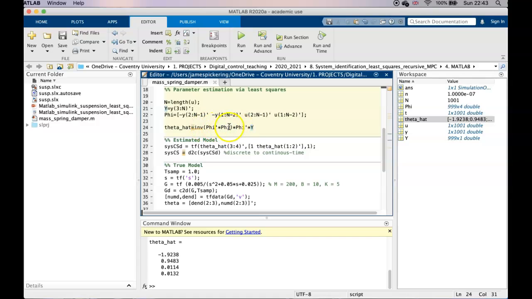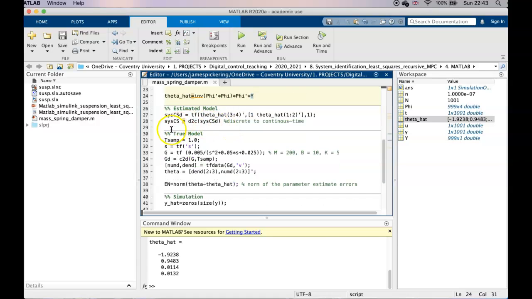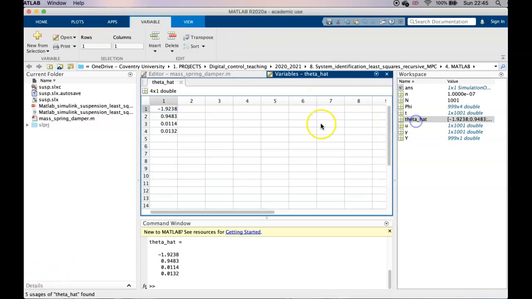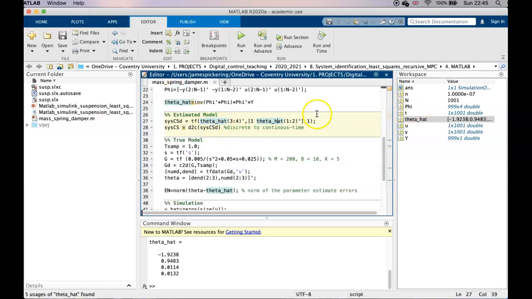Okay, so that is effectively your estimated model. And then what we can do here is construct the transfer function of the estimated model. So we can go theta hat and then specify the values that correspond to those in there. So again, theta hat 1, 2. And if we look in here, theta hat and then 3 and 4.